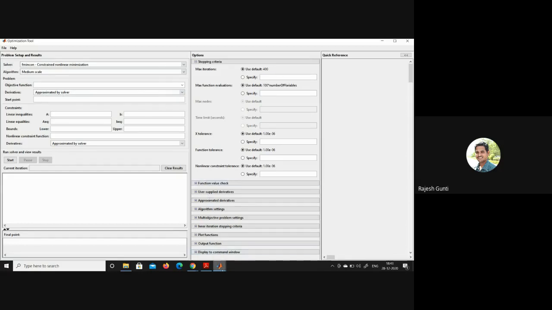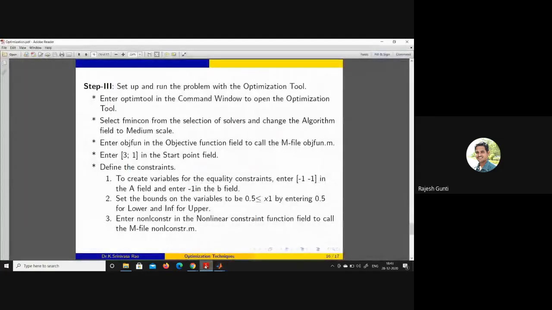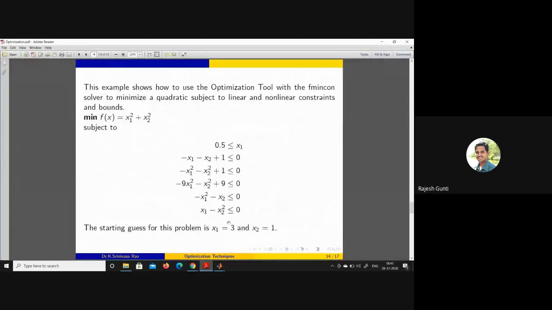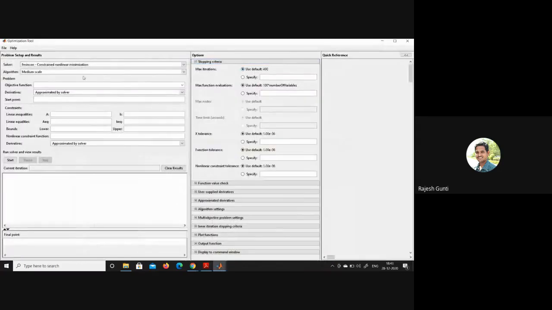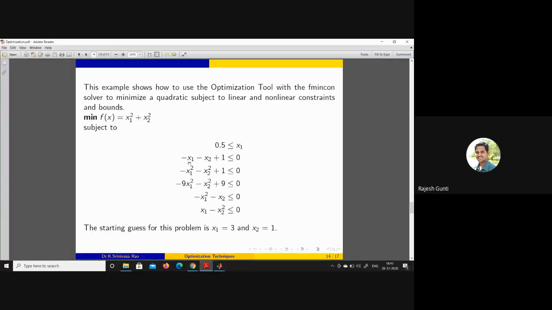Next, the starting point. In this one, the starting point is very important. The starting point is x1 equal to 3, x2 equal to 1. Here we will mention the starting point. Here, linear inequalities. What is the linear inequality here? Minus x1 minus x2 plus 1 less than or equal to 0, that is, minus x1 minus x2 less than or equal to minus 1. Am I correct or not?